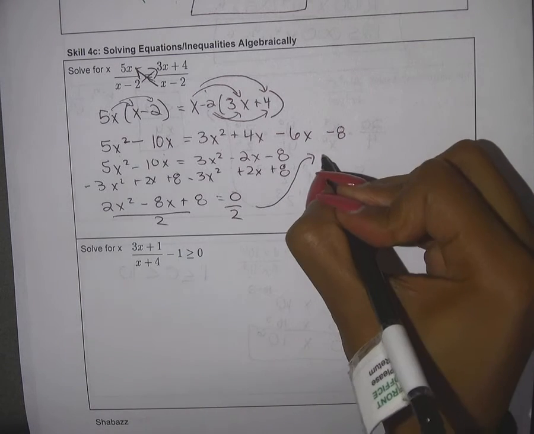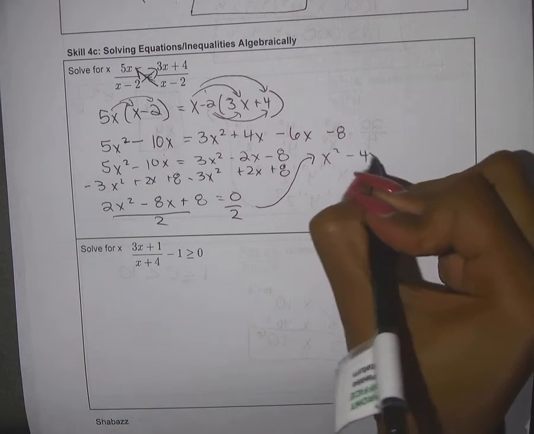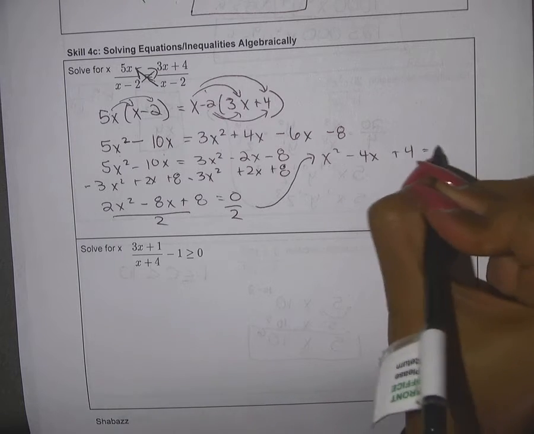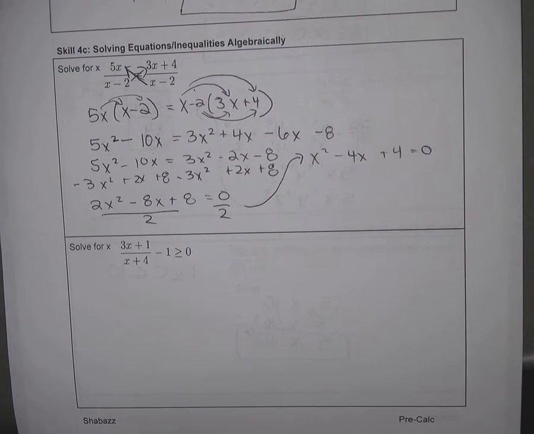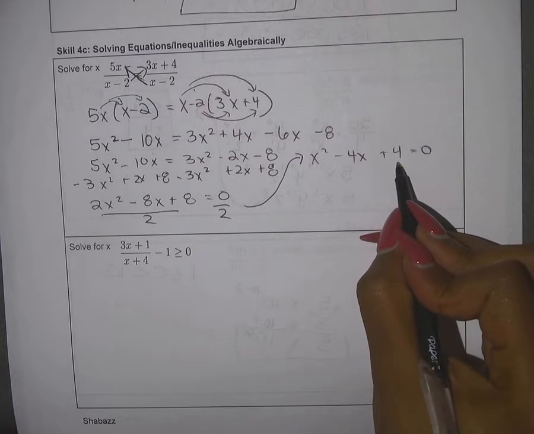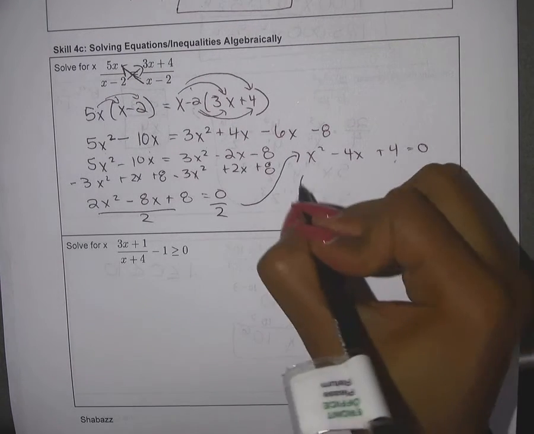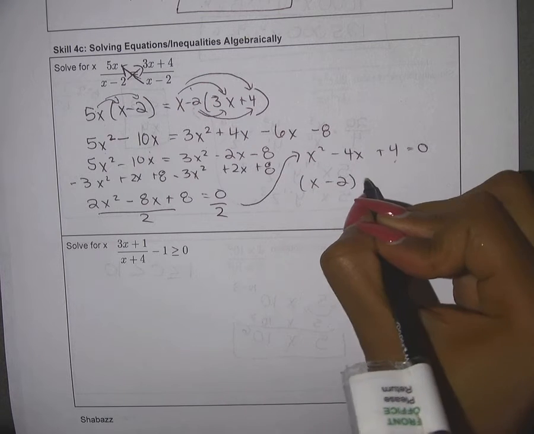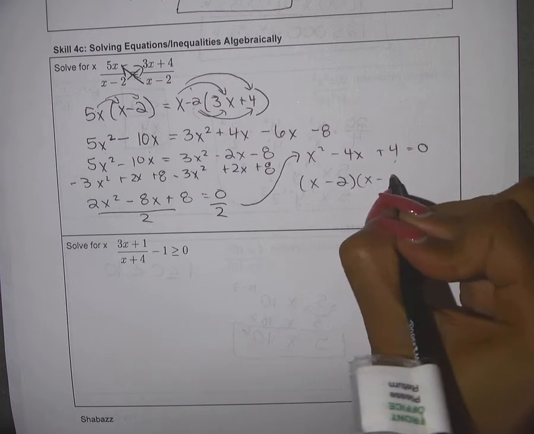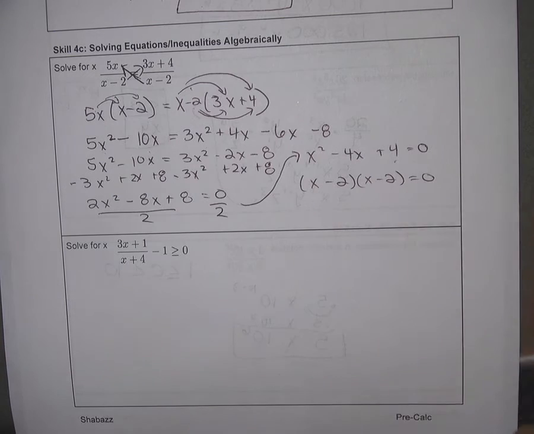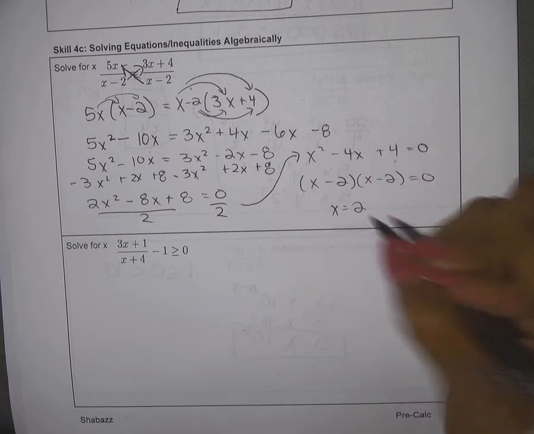So then that gives me x squared minus 4x plus 4. And now I can just think, what are two factors of 4 that will multiply to give me 4, but add to give me negative 4? Negative 2 and negative 2, right? You're going to pass. You're going to do so good on this test. Yeah, I know, right?